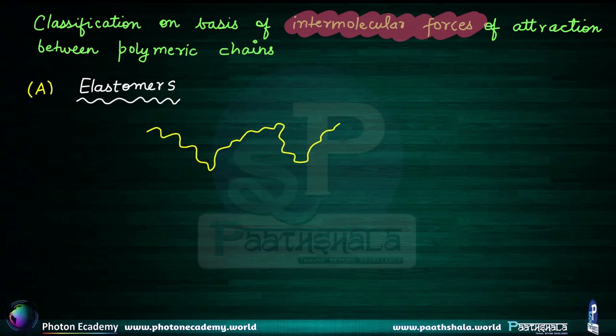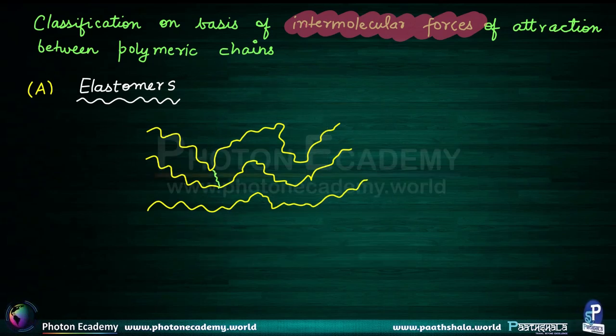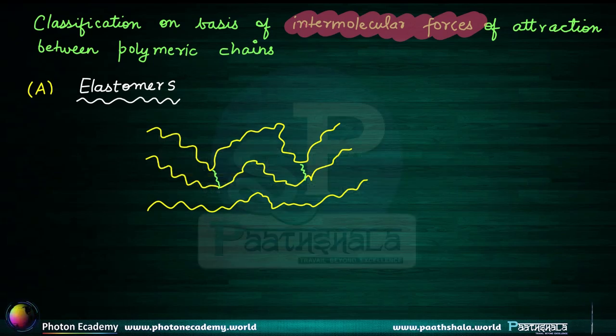Let us have a random distribution, randomly distributed, and they will have some linkages between them. So let us show some linkages, not many. A rough representation can be of this sort. Now, on application of force on these elastomers, the length can extend up to 2 to 20 times of the original.